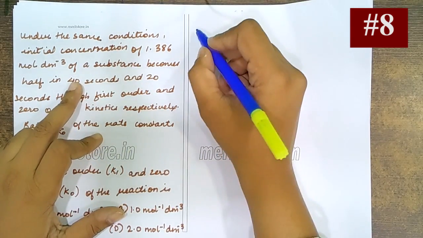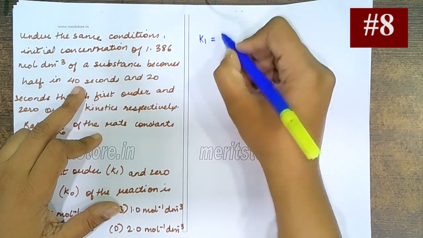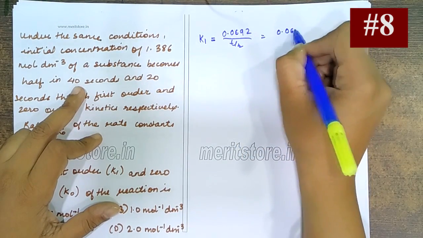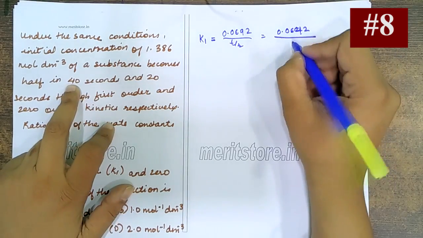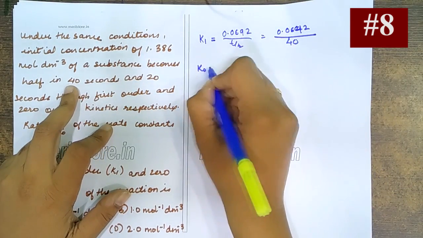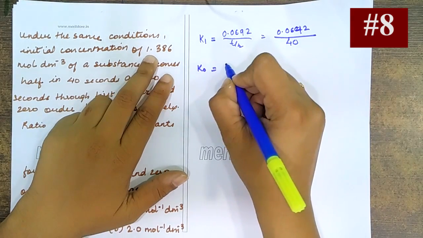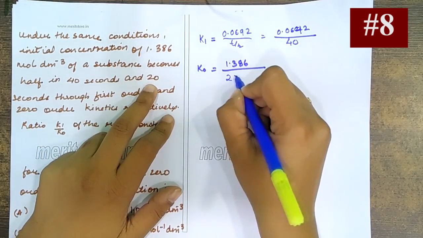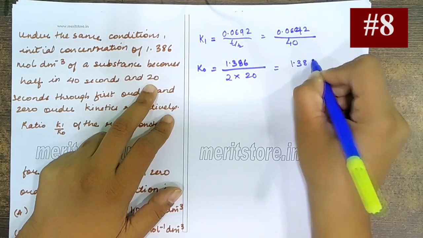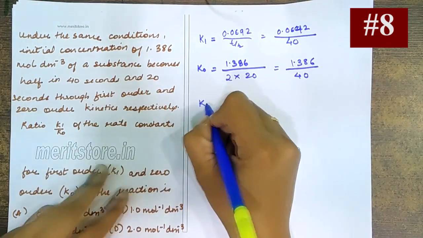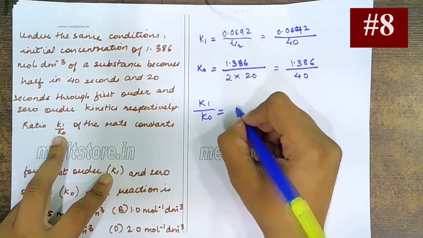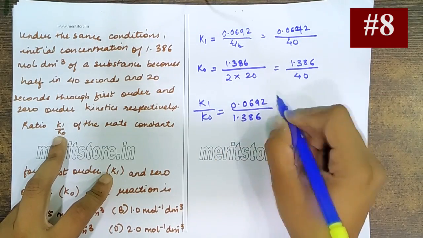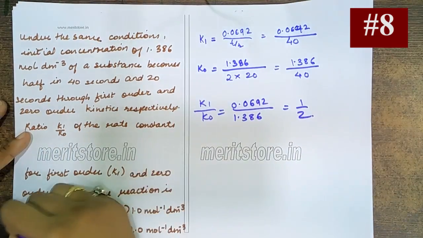Now, if K is K1, that is first order, we have the formula 0.0692 upon T half. They have given 0.0692 upon 40 seconds for the first order, and K0 is nothing but the initial concentration, which is 1.386, divided by 2 T half, so 2 into 20, so it is 1.386 upon 40. So if I need to find K1 upon K0, 40 will get cancelled, we'll get 0.0692 upon 1.386. This is almost double, so it is 1 by 2, so 0.5 mole per dm cube.